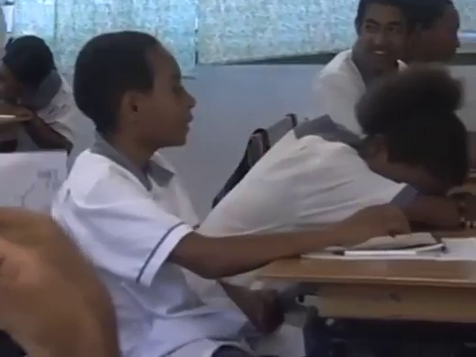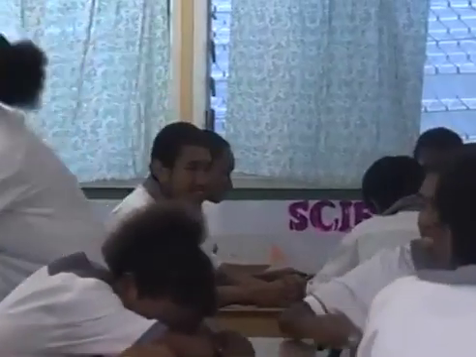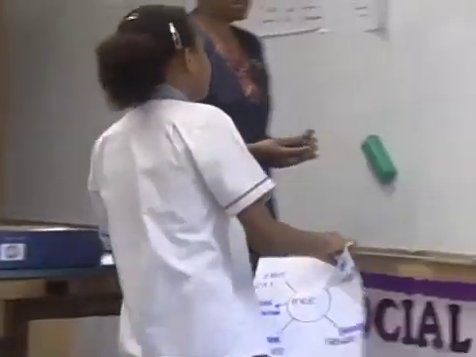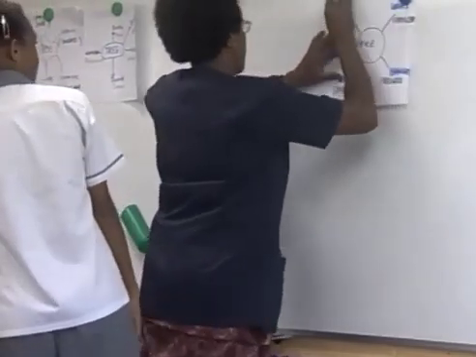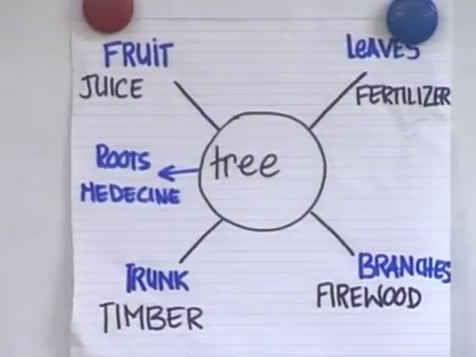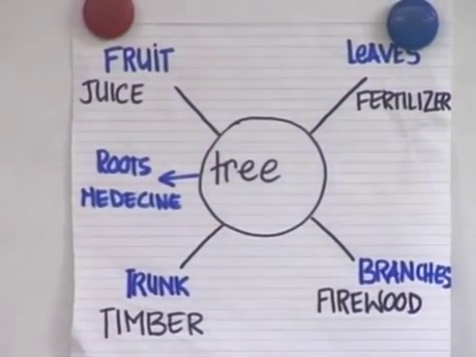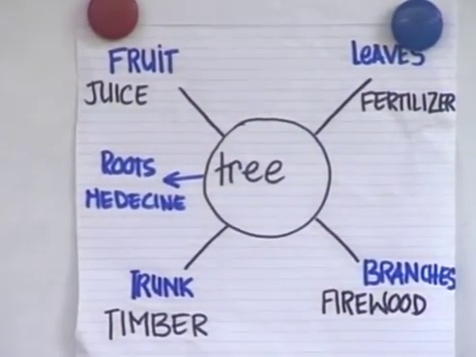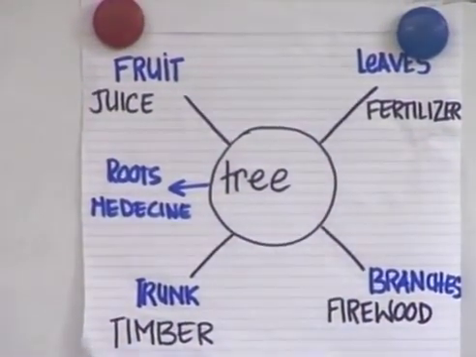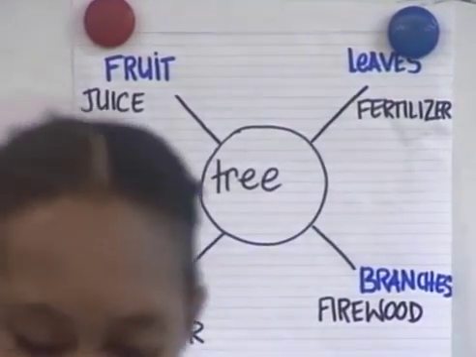Rachel, please. Let's have yours up. Stand this side. For the fruit, they use it as juice, and leaves, fertilizer, roots, medicine, branches, firewood, and trunk, timber. Very good. Thank you.